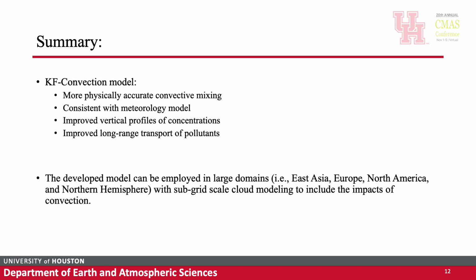So to give you a general summary of the work, we introduced the KF convection model, which is a more physically accurate convective mixing, consistent with the meteorology model. And we saw an improved vertical profile of concentrations and improved long-range transport of pollutants. This model can be employed in large domains like East Asia, Europe, North America, and the Northern Hemisphere, where we need subgrid scale cloud modeling to include the impact of convection.